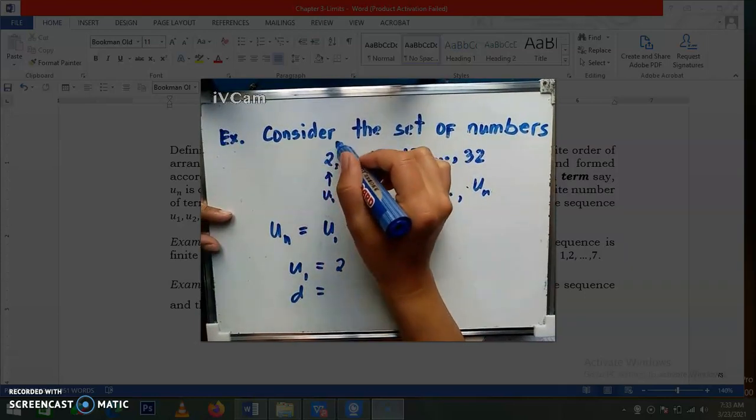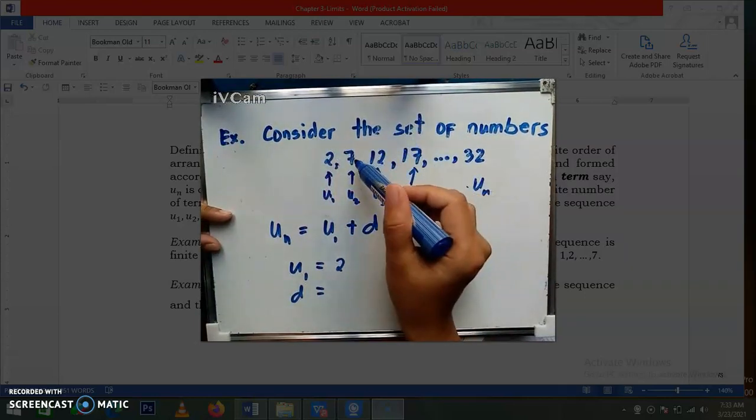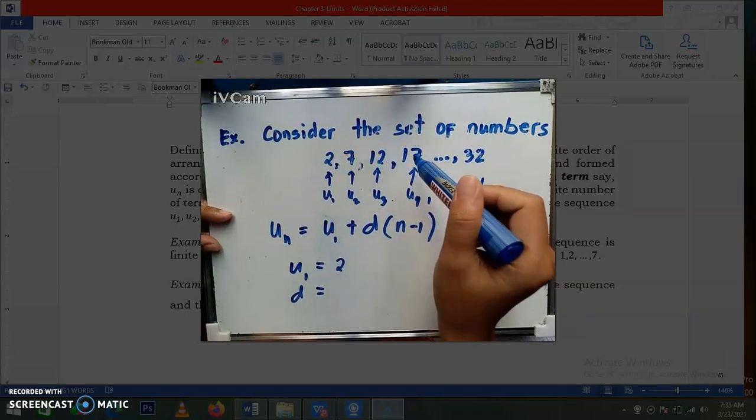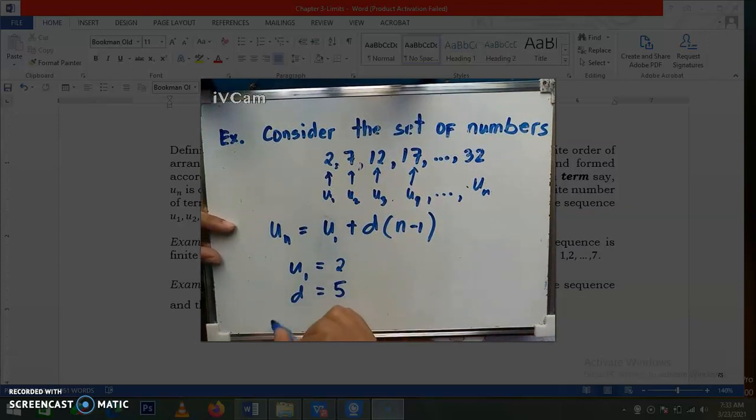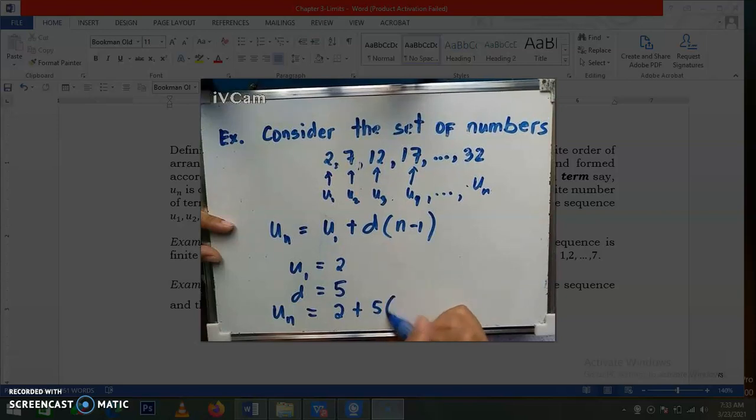minus 2 is 5. 12 minus 7 is still 5. 17 minus 12 is 5. So d is 5. Therefore, our u sub n, the formula, or the nth term, can be written as 2 plus 5 times n minus 1.